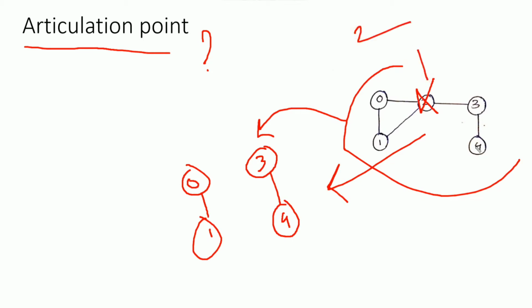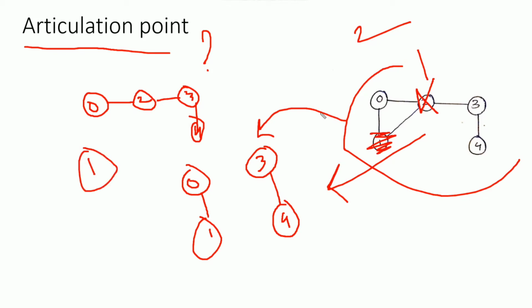Now if we see vertex 1, if I remove vertex 1, then the graph will not split. It will look like this only. So after removal of vertex 1, the graph looks like this. So this vertex is not an articulation point.